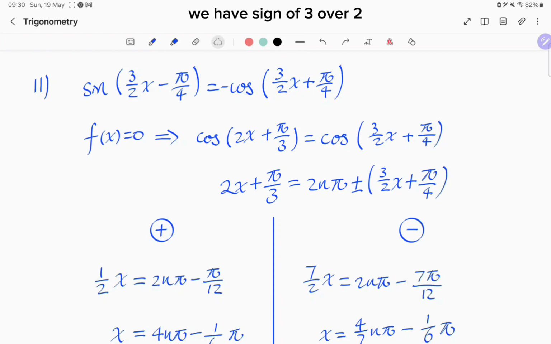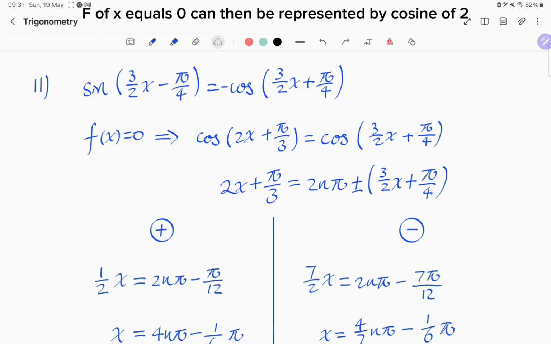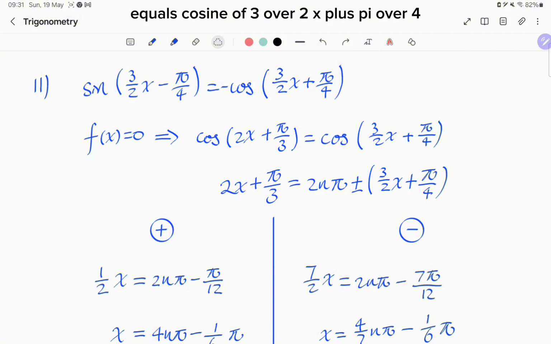We have sine of (3 over 2 x minus pi over 4) equals negative cosine of (3 over 2 x plus pi over 4), because sine and cosine are pi over 2 apart. f of x equals 0 can then be represented by cosine of (2x plus pi over 3) equals cosine of (3 over 2 x plus pi over 4).